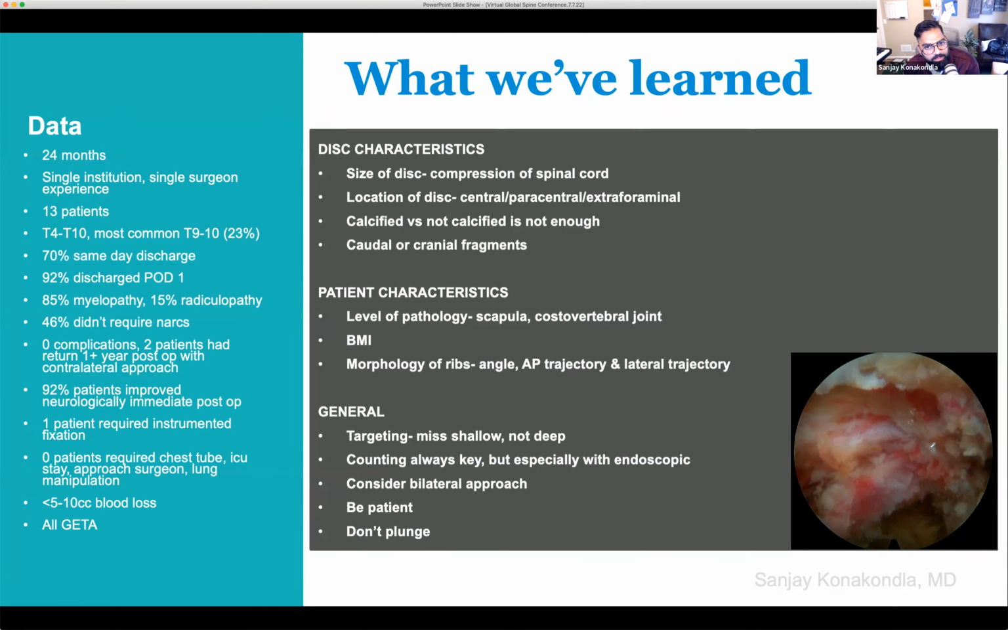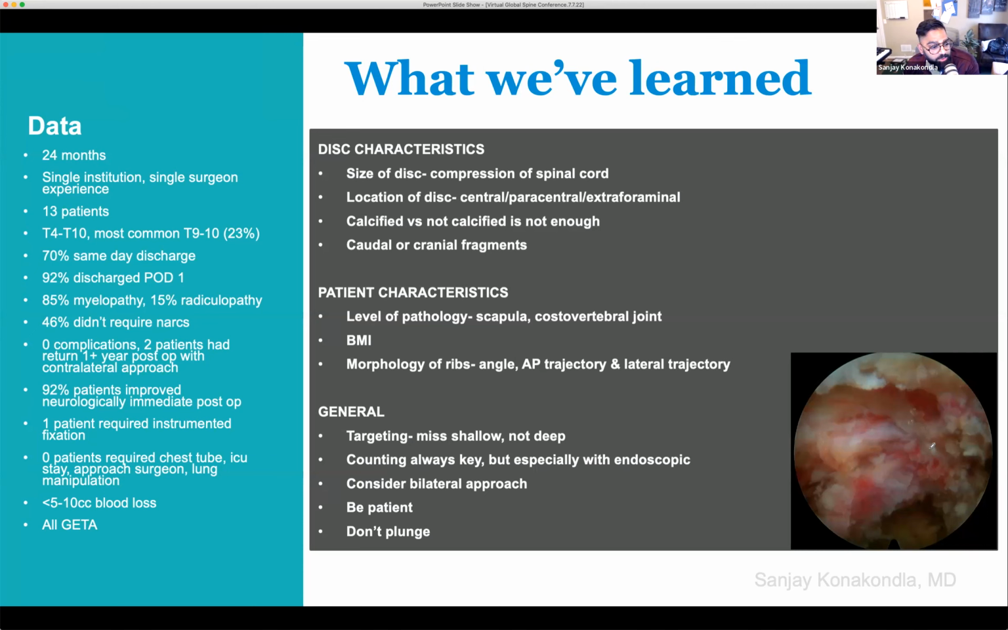We try not to prescribe narcotics to most of these people. If they ask, we give it to them. Zero complications. We did bring 2 patients back about a year or so after the surgery because they had progressive myelopathic issues after initial improvement. Repeat MRI demonstrated disc reherniation. So we just approached those from a contralateral approach, and those went well.